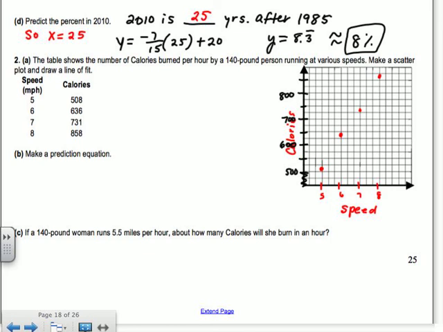Mine's looking almost like a line. Yours look pretty close. Yeah, so take your straight edge and draw your line in.